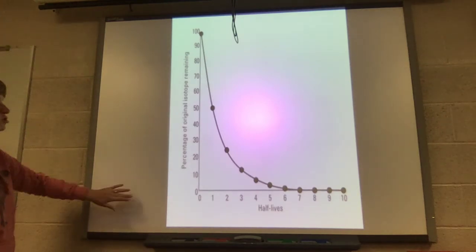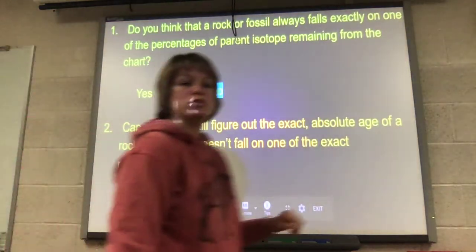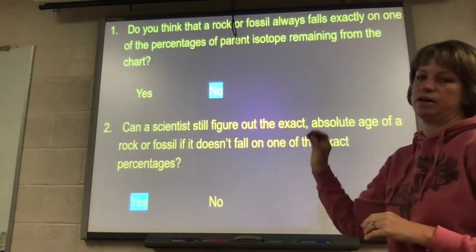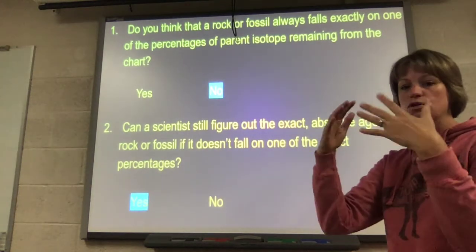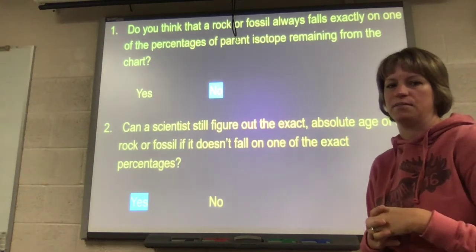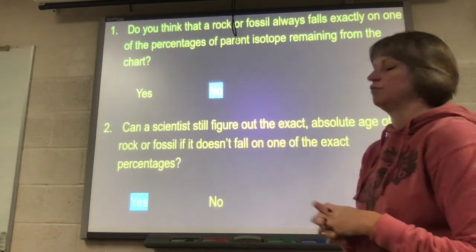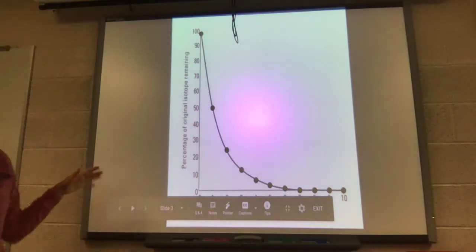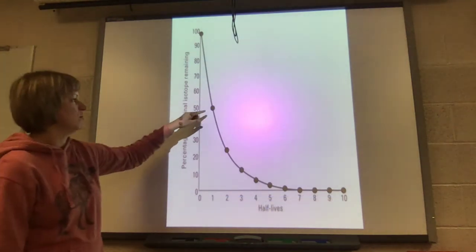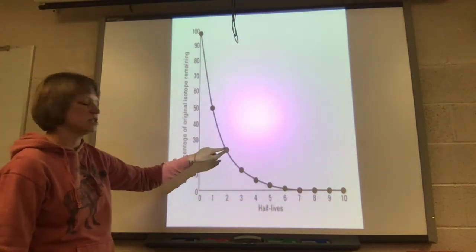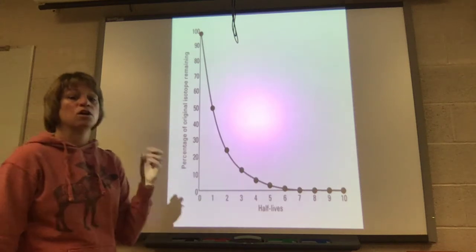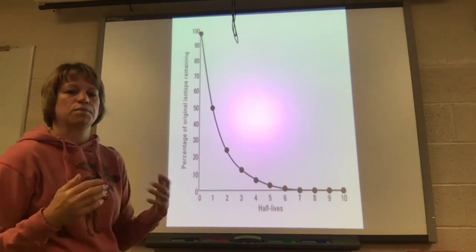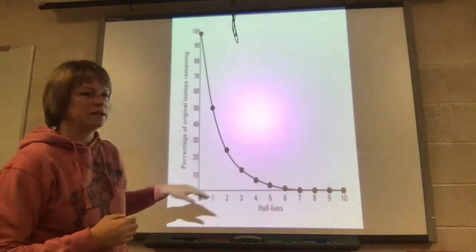So now you had some questions that went with this. Do you think that for a rock or fossil, the percent of the parent isotope remaining, parent isotope again just means the original unstable radioactive form of the element, always falls on one from the chart? And the answer is no. Now let me explain what I mean better by that. It's saying this: when scientists find a fossil, do you think it's always at exactly 50% or exactly 25 or exactly 12.5% or exactly 6.25%? And the chances are no. There's a much greater probability that it's falling in between one of those.